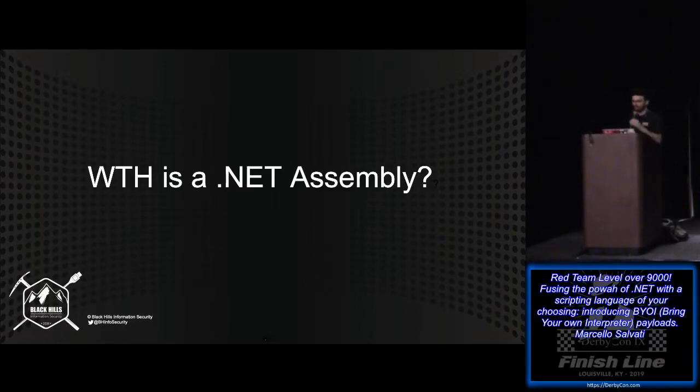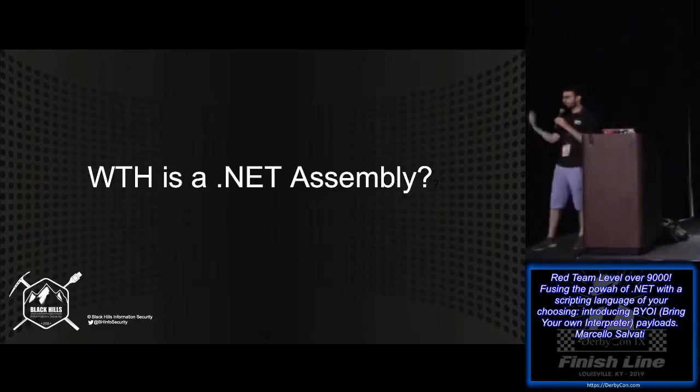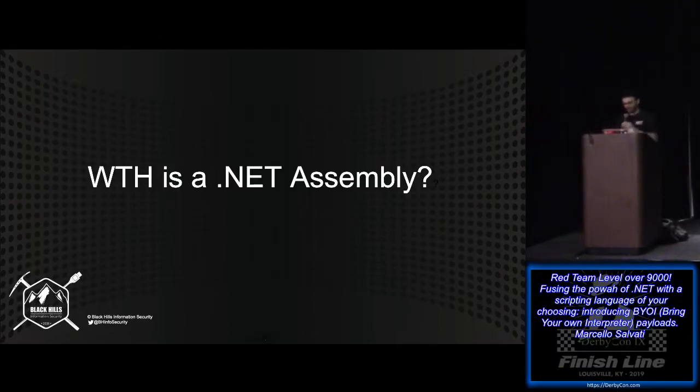So, the .NET assembly is a fundamental thing that you need to know in order to understand what I'm going to be talking about. A .NET assembly is just a single unit of execution that can be interpreted and executed in any .NET language. That has very interesting implications, by the way, but all you really need to know is that it can be interpreted and executed in any .NET language.